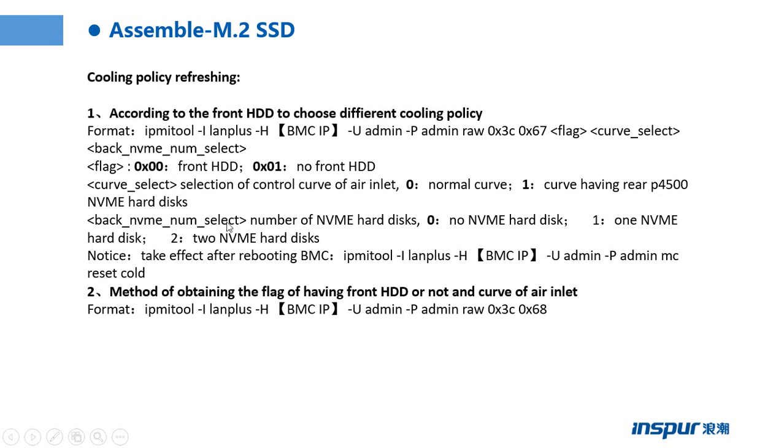Which part? The back NVMe number selects the number of the NVMe hard disks. If the server has no NVMe hard disks, we need to write 0 here. If the server has 1 NVMe hard disk, we need to write 1 here. If the server has 2 NVMe hard drives, we need to write 2 here.